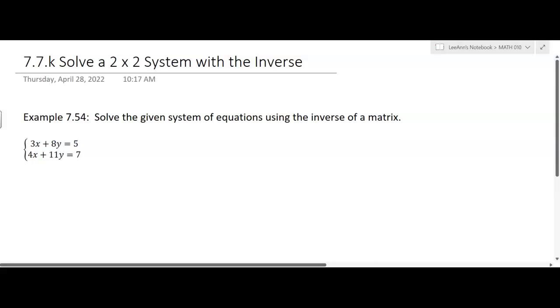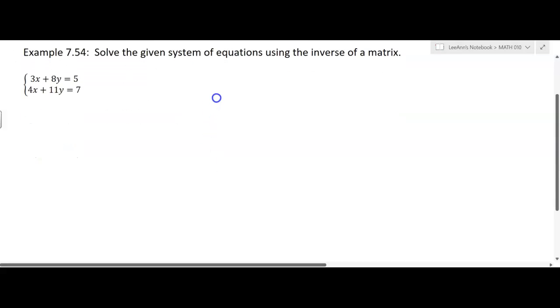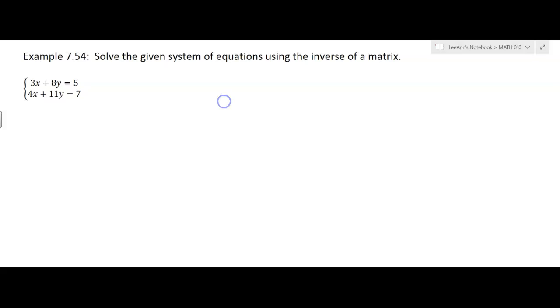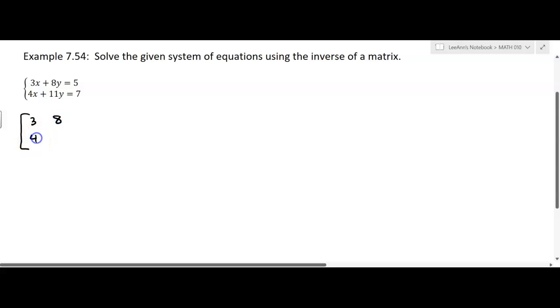Okay, so we have a system of equations and we're going to use this new method to solve it using the inverse. So first we pull off the coefficient matrix, 3, 8, 4, 11. We have the variable matrix, x, y. And then we have it equaling the constant matrix, 5, 7.